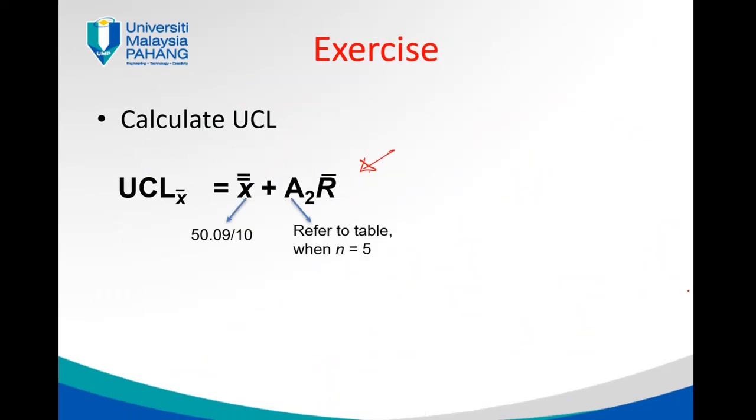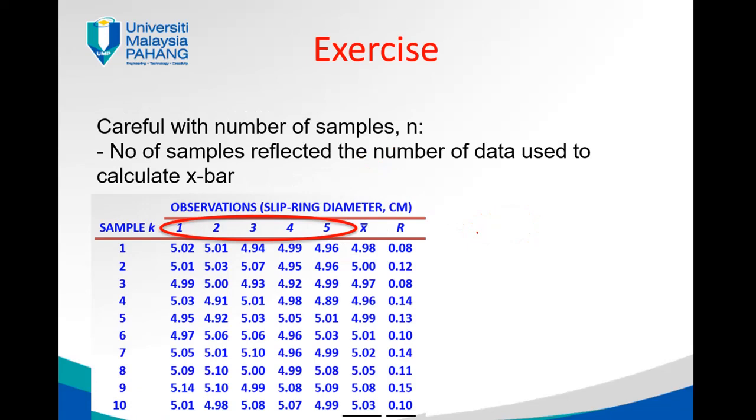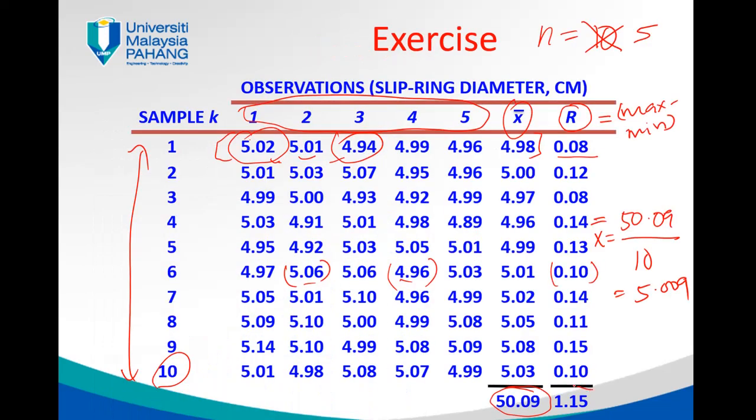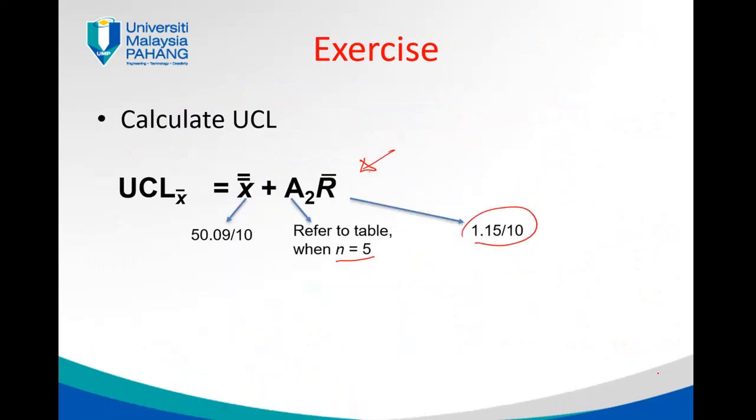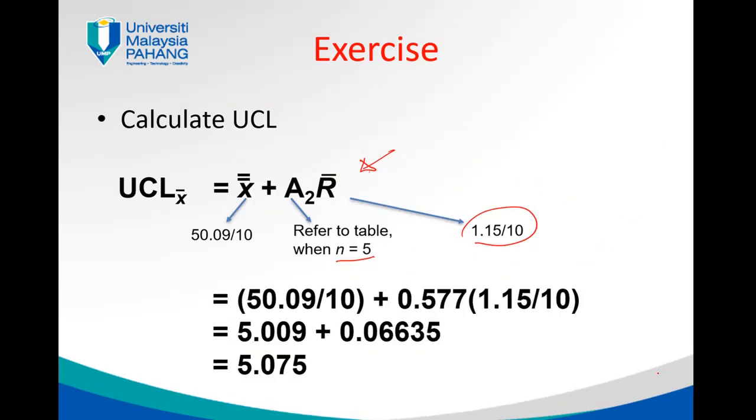Then A2, refer to the earlier table with n equal to 5. And R bar, this one is obtained from the mean here. So we calculate the summation of R and we calculate the mean. So R bar is the mean for R, which is 1.15 divide with 10. So we can calculate the upper control limit.